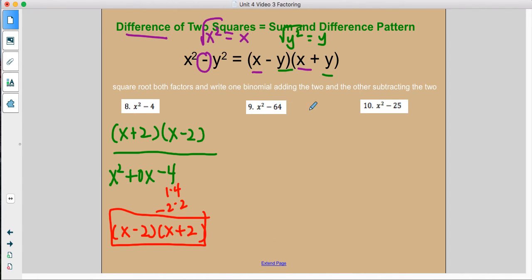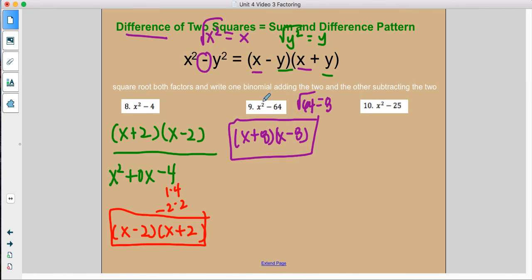Looking at number 9. I see 64. I know off the top of my head the square root of it is 8. So I would have x plus 8, x minus 8. Done. Once you start noticing the difference of perfect squares, things will go quicker because they typically come up frequently.